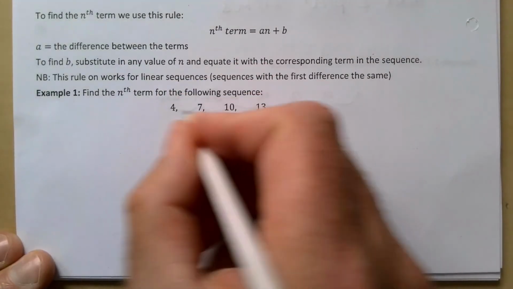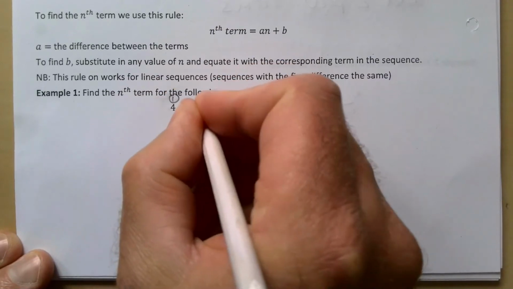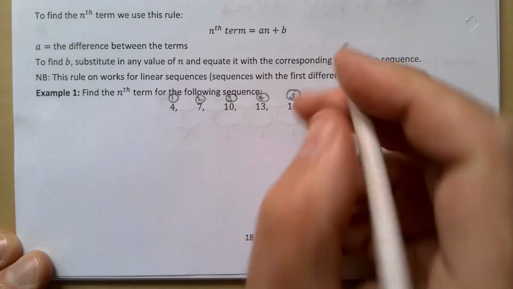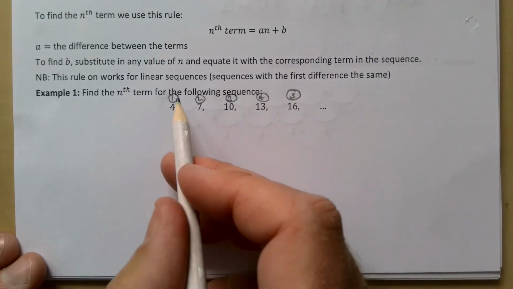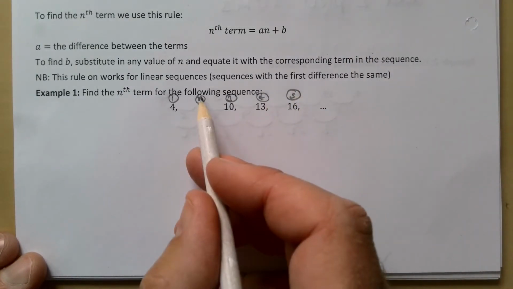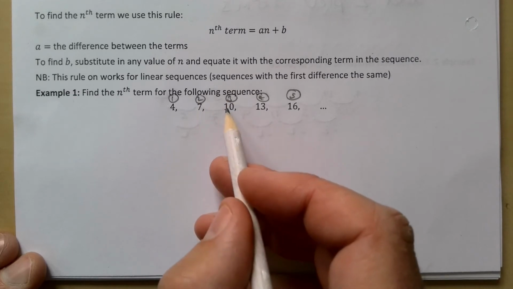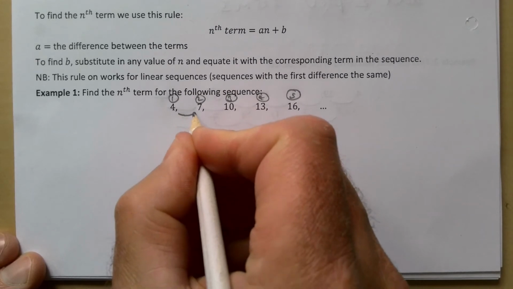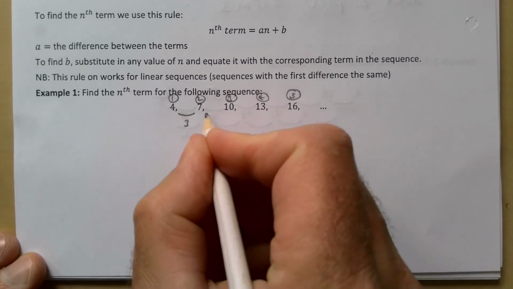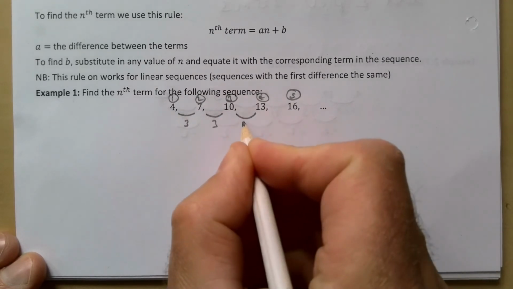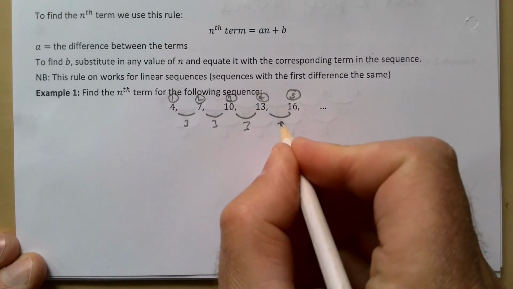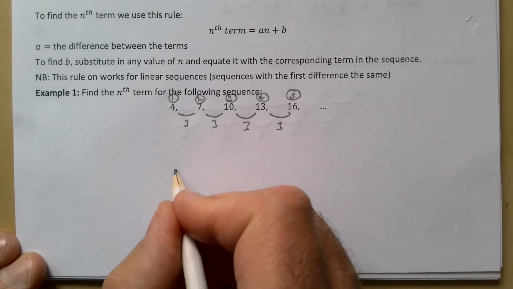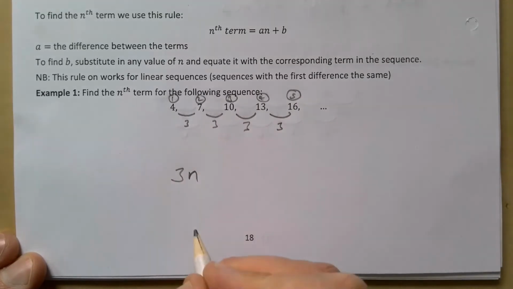So what I do is you get the sequence, and I then number them 1, 2, 3, 4, and 5. And I effectively want the formula, whenever I put in the number 1, I get 4. Number 2, I get 7. Number 3, I get 10. And it should be the same formula every time. So I find the gap. 3, 3, 3, and 3. So that's the same gap every time, so that's good. So it is a linear sequence, and my clue for then it has to be 3n.